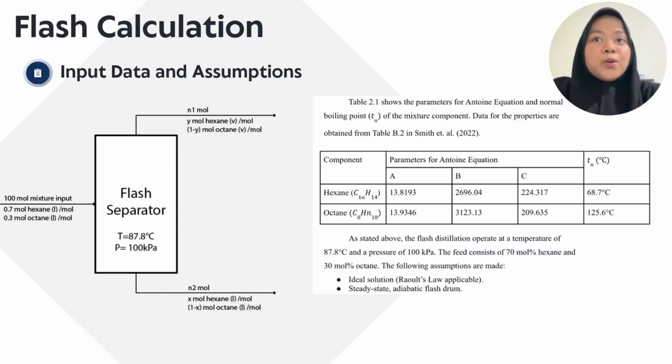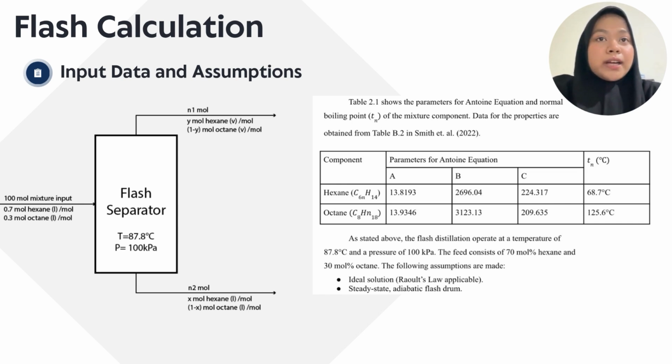For this part, we will go over the input data and assumptions. We get a 100 mole mixture input to the flash separator, consisting of 0.7 mole hexane per mole and 0.3 mole octane per mole, at a temperature of 87.8 degrees Celsius.